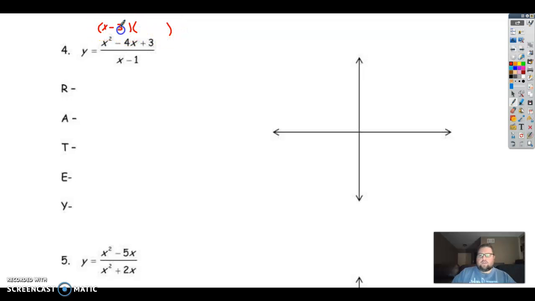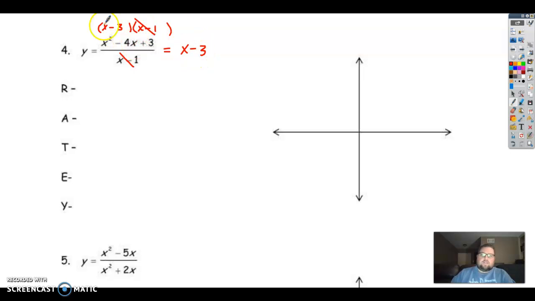So x minus 3 and x minus 1. And you'll see the x minus 1s will cancel. So we still have the x minus 3 on top, but we just have a 1 on the bottom. So I don't even have to write it. It's just x minus 3. That's the whole thing. This is not a rational function. This is a linear function.